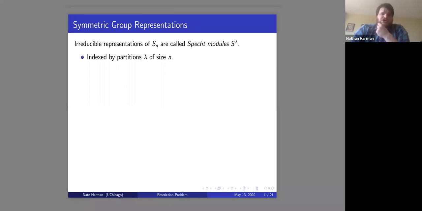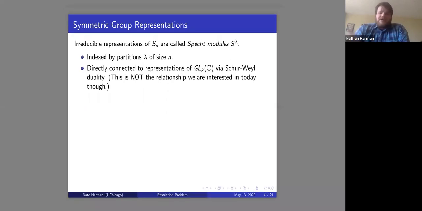So previously for GL_n, we had partitions of length at most n, and now the relevant statistic is size, the number of boxes in your Young diagram, if you will. And then, of course, we can relate these to representations of general linear groups by Schur-Weil duality. And so really, these labelings by partitions sort of match up in a way, but this is not the relationship I want to talk about today.